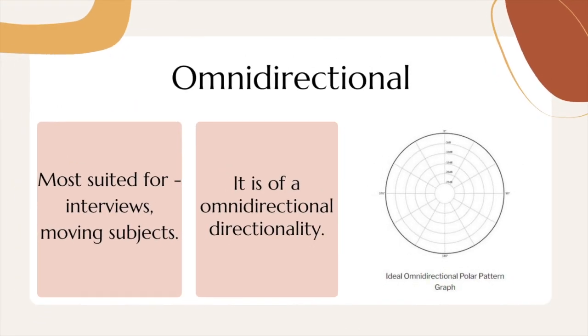Okay, what is the next type of pickup pattern? It is omnidirectional. This is more suitable for interviews or moving objects. An omnidirectional microphone accepts sound from every direction and therefore doesn't require being pointed in any direction. You can set it and forget its existence. In a recording studio environment, these work well for groups or choirs. The problem is that they are monophonic instead of stereo.